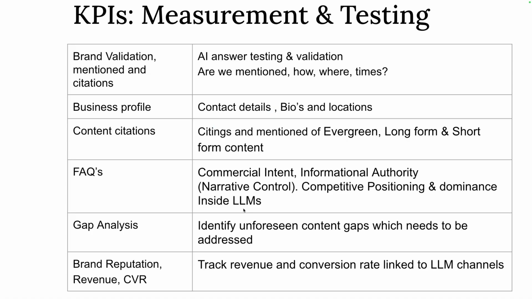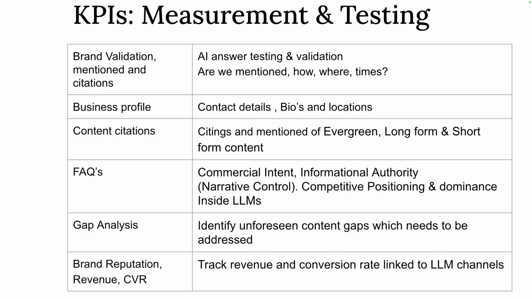KPIs we use, obviously brand validations and mentions. If a brand mentions you, then they list you. If they cite you, there's a link to your asset, like a website or app. The business profile: what does your summary layer look like? The contact details, bios, and locations. Content citations, citing mentions of evergreen, long form, and short form content. FAQs: do we dominate the category on FAQs, commercial and informational? Do we control that narrative? Is there a gap analysis?